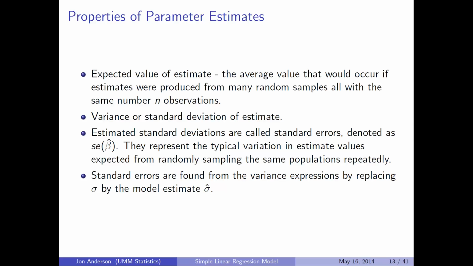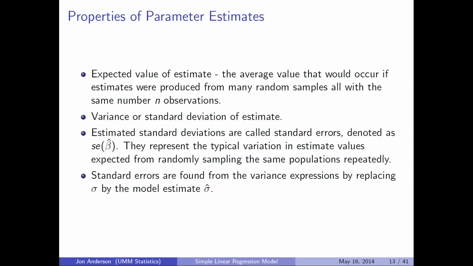What we're going to want to know is that if we make estimates over and over with this kind of a formula, how do they behave? On average, what do we get for beta 1 hat? What's the average value that we will have? How much variation will the estimates have? And in the third bullet, we point out that an estimate of this variation is called a standard error.